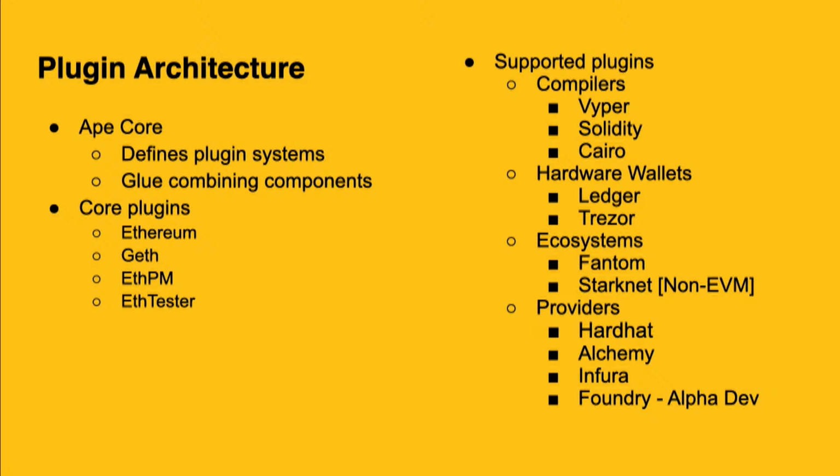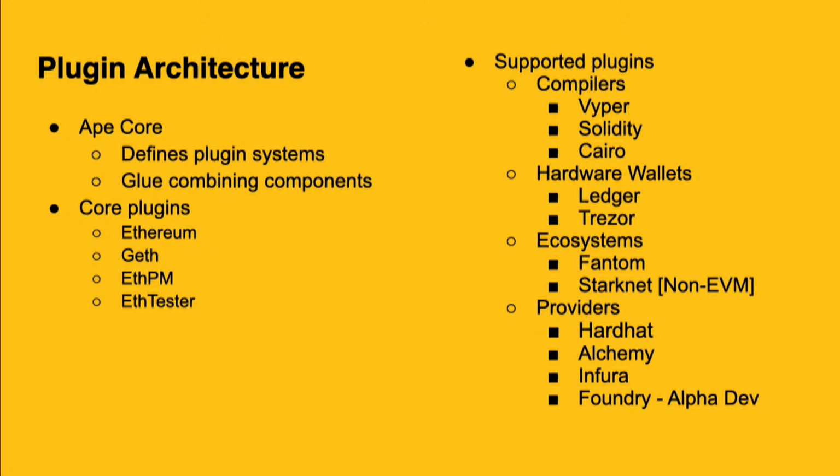Package manifest plugin, and then ETH tester, which helps to set up and supply some of the locals that you can utilize in the testing environment. So then we have what we call supported plugins that are written by ApeWorks employees like myself. They kind of fall into some different categories.